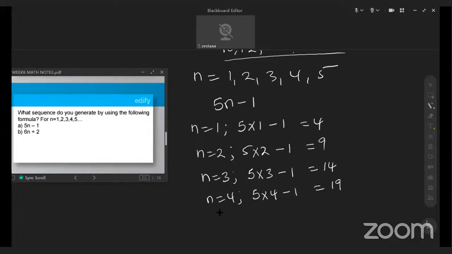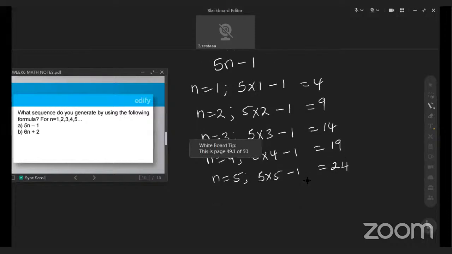Then finally, for n equals 5, we shall have 5 times 5 minus 1, which equals 24. After writing all this, don't stop here. Go and rewrite your sequence. Your sequence will be 4, 9, 14, 19, 24, on and on. That's the sequence that you have.